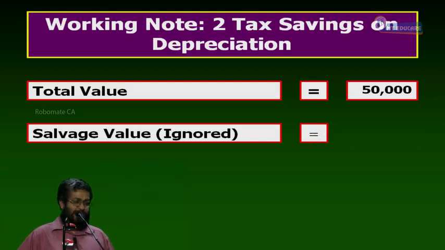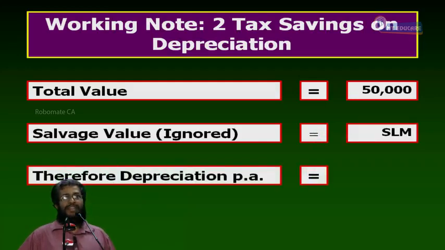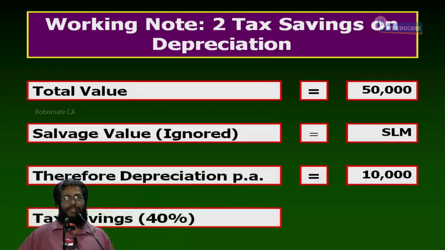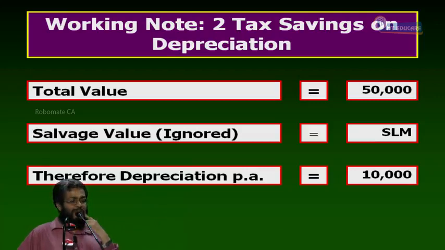Salvage value ignored. Depreciation is equal to 50,000 by 5, which is equal to 10,000. Depreciation over 5 years is equal to 10,000.